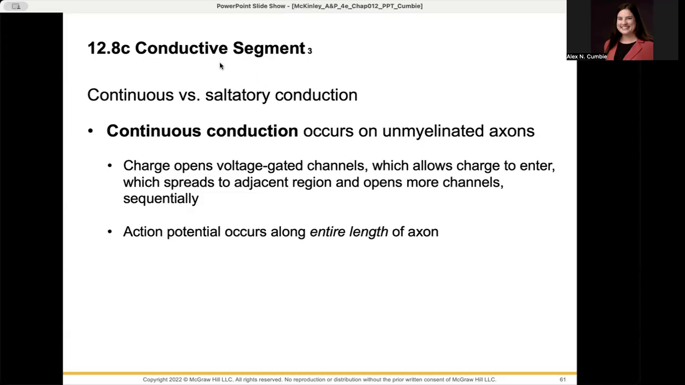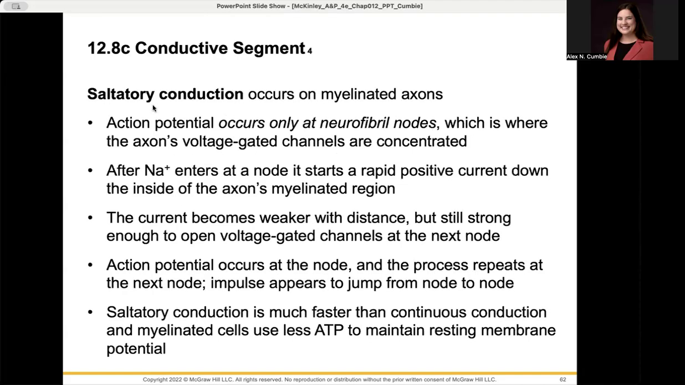In the conductive segment, this is our next part, which is in the axon, okay? We do two different types of conduction, which is just passing that electrical signal through the axon. Continuous conduction occurs on unmyelinated axons, where we have just this continuous moving of this charge. The other one, which is more common because most of our axons are myelinated, is called saltatory. And this means that action potential occurs only at those nodes of Ranvier, where the axon's voltage-gated channels are concentrated. And I'll show this process here.